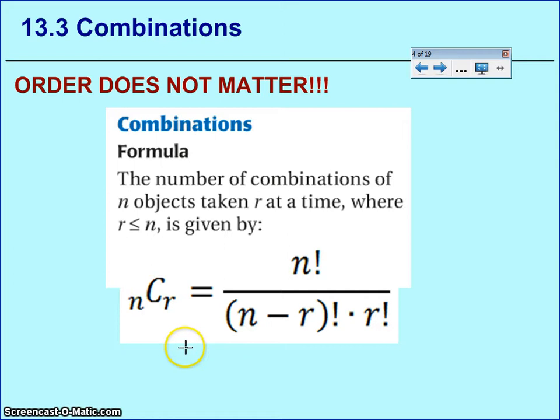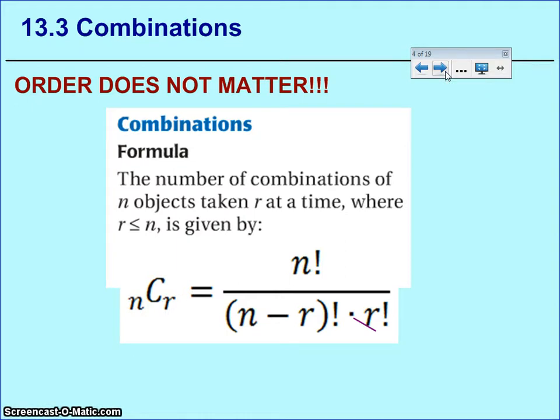And r stands for the number of things that you're taking out of that group of objects, or the number of things that you're choosing. All in all, this notation over here stands for the number of combinations of n objects taken r at a time, is given by this whole mess over here. And you'll notice that it is exactly the same as the permutation formula with the n factorial over n minus r factorial, but then you have an additional term down in the denominator, and that is indeed what makes the number that we're going to get smaller, because we're dividing the number of permutations we have by some number.